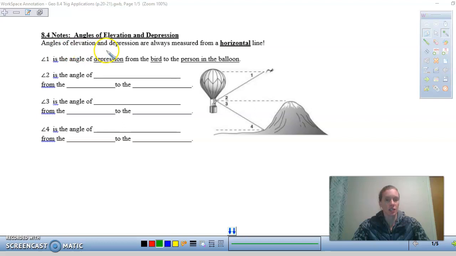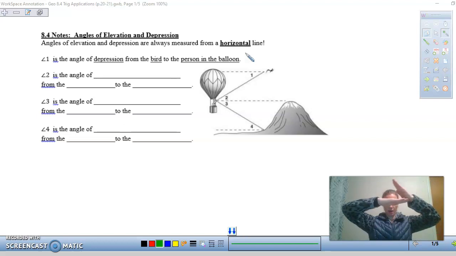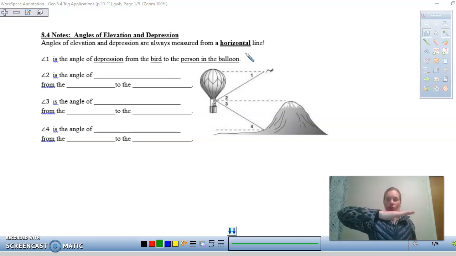Angles of elevation and depression are always measured from a horizontal line. So you always have to imagine you have this horizontal, and then you measure the angle from there going up or from there going down. You always start at a horizontal for all angles of elevation and depression.